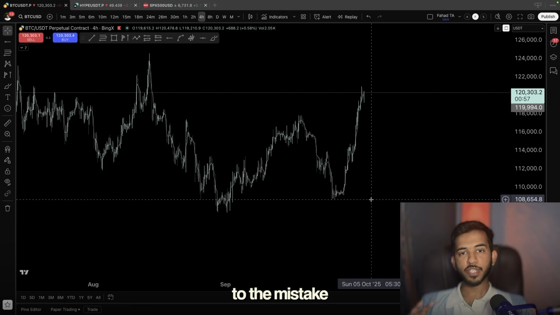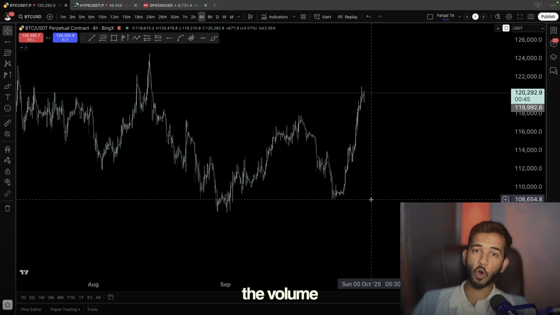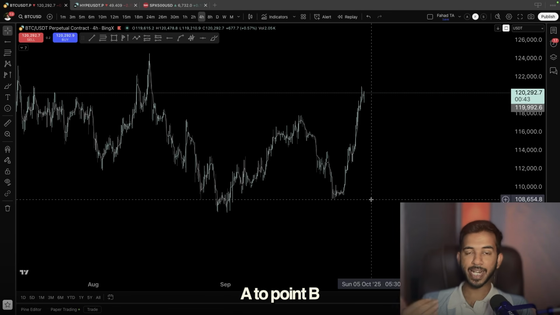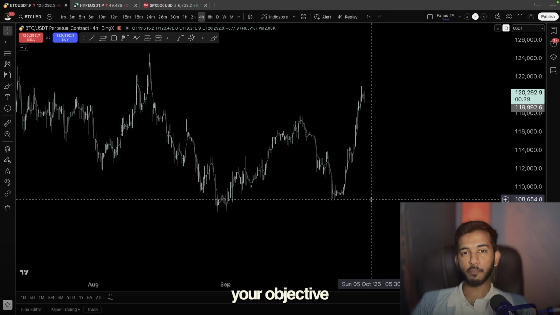Now let's move to mistake number two. This is something which is not at all talked about in the whole community. That's because not a lot of people are using FRVP. Not a lot of people are giving importance to the volume profile. But in the end, it's very important because it's the volume that is pushing the price from point A till point B. As a trader, your objective is to enter at point A and exit at point B. That is exactly what you want to do, right?